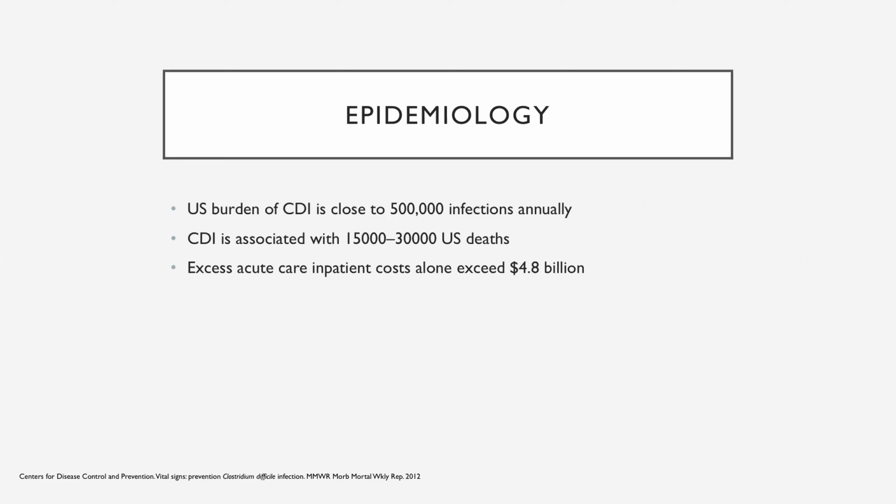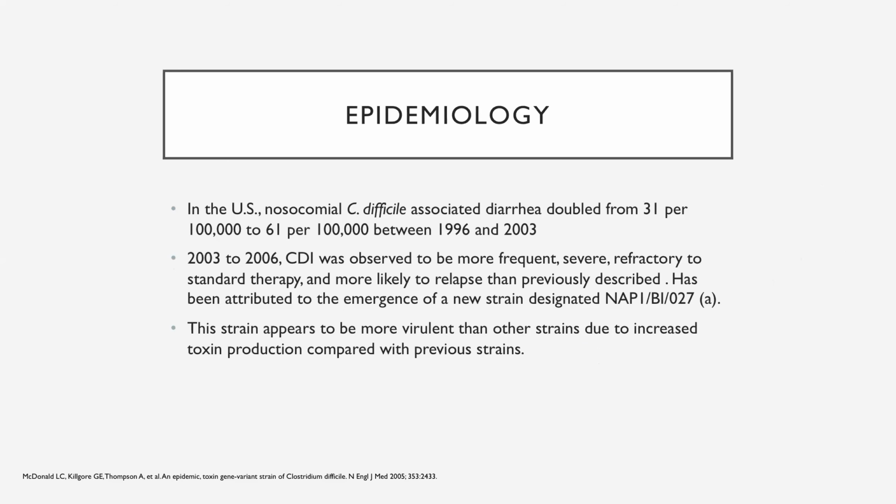So for epidemiology, the U.S. burden of CDI is about 500,000 infections annually, with up to about 30,000 deaths per year. And this is costing us about $5 billion a year. In the U.S., we've seen an increase of C. diff diarrhea, which has doubled from the mid-90s, from about 31 cases per 100,000 to about 61 cases per 100,000.